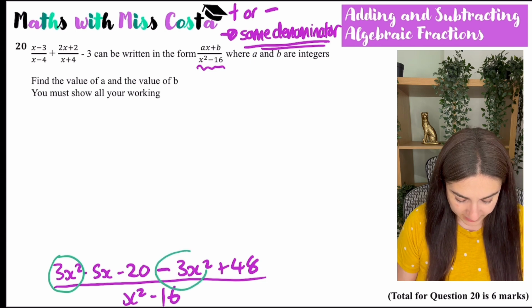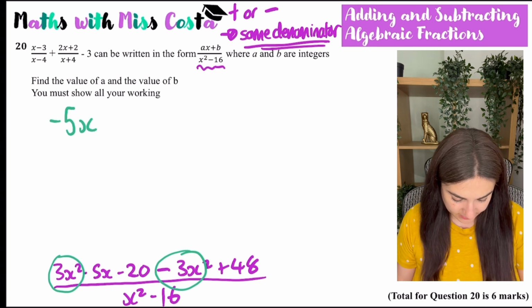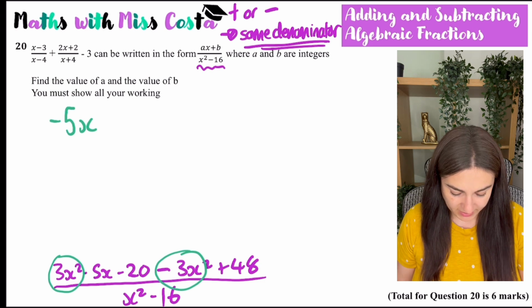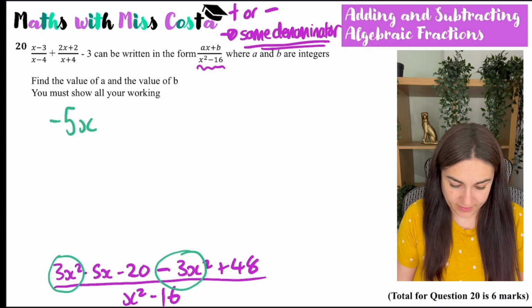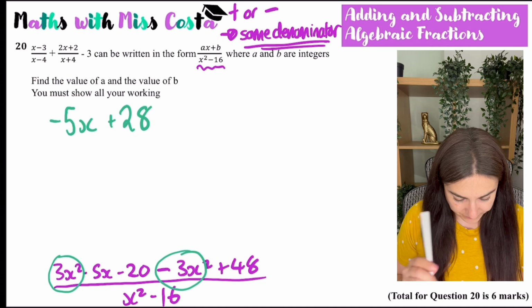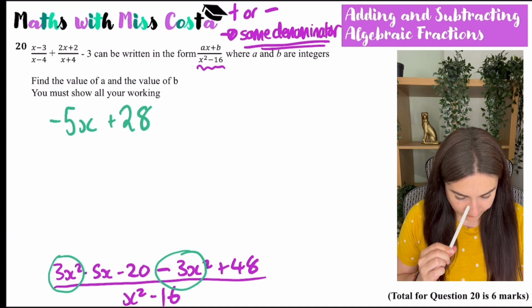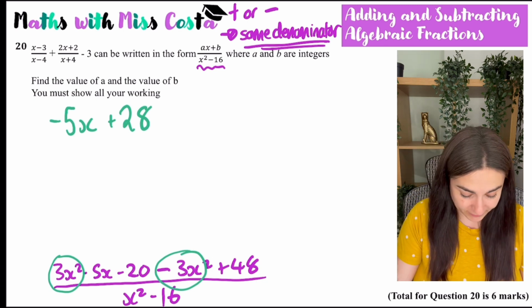So 3x squared minus 3x squared cancels. Then you're left with minus 5x, and then minus 20 plus 48. So 48 take 20 is 28. Have I missed something? Maybe not. No, I'm sure it's fine.